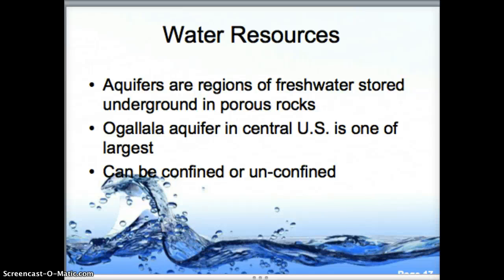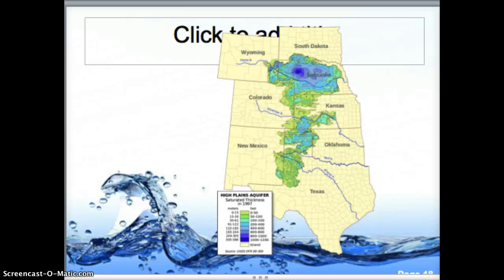Whenever we do have groundwater, where does it go? It goes into a region that's known as an aquifer, and these are regions underground that are made up of a porous type of rock. There are two types, one called confined and one called unconfined. One of the most important aquifers in the world, and one of the largest, is called the Ogallala Aquifer, located in the central U.S.